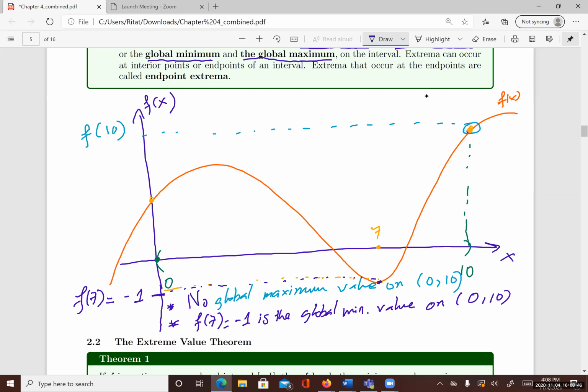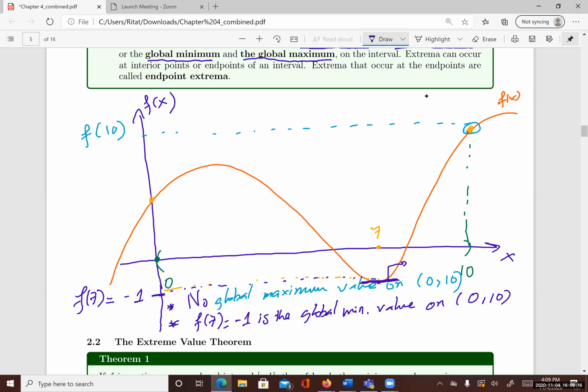So for the conclusion, we don't have any global maximum, but we have a global minimum value on the interval from 0 to 10. And one thing you can notice is that at this minimum point, if you draw a tangent line, the slope of the tangent line here is actually just 0.